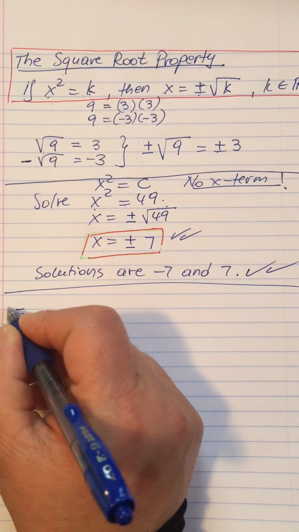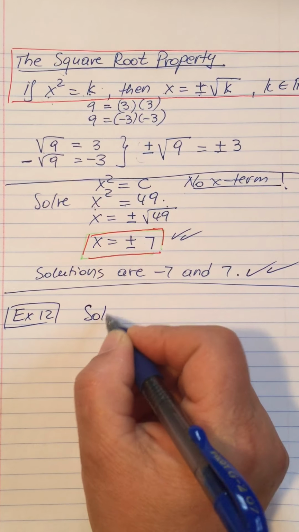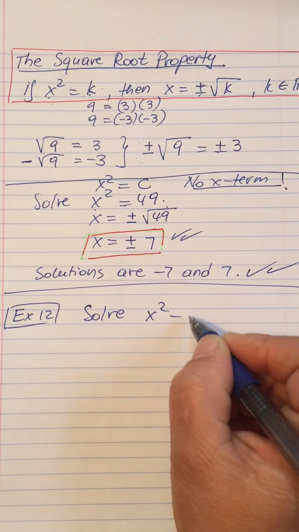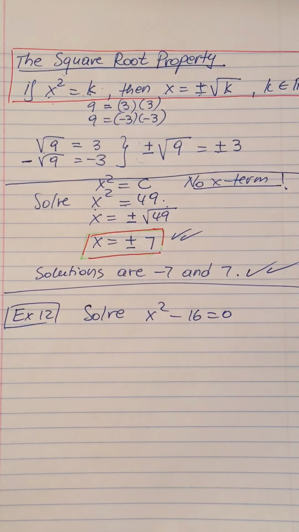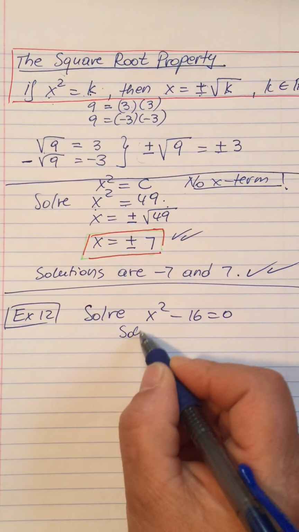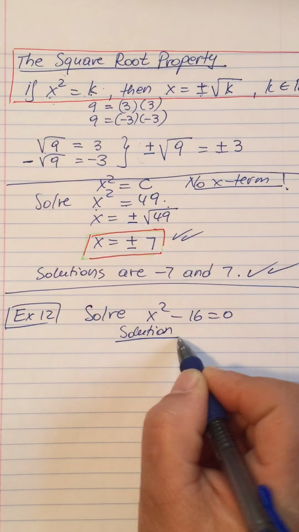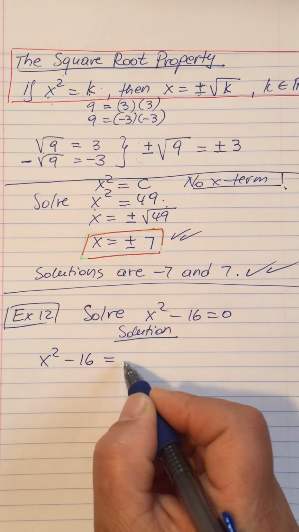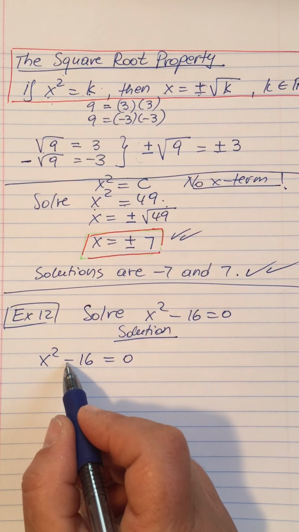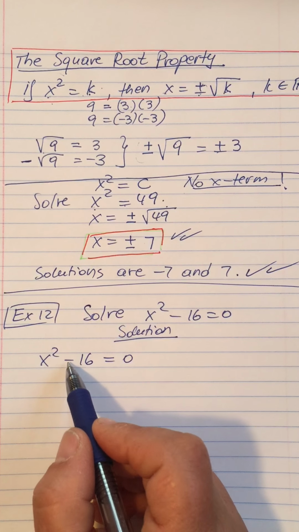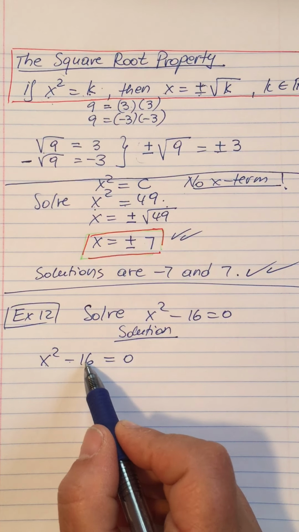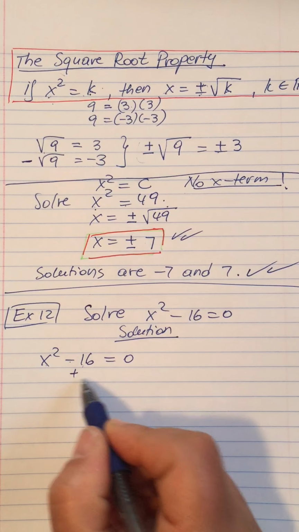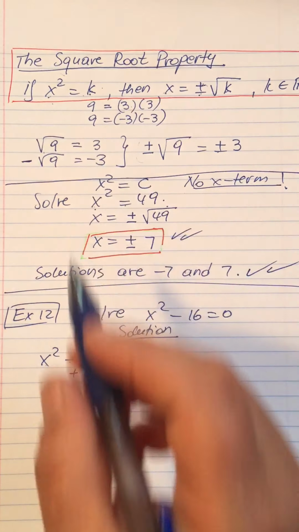Example 12. Solve x squared minus 16 equal to 0. Okay? So what is it missing here? The x term is missing here. I can use factoring, factoring this as a difference of two squares because 16 is 4 squared. But why I prefer to use the square root property.